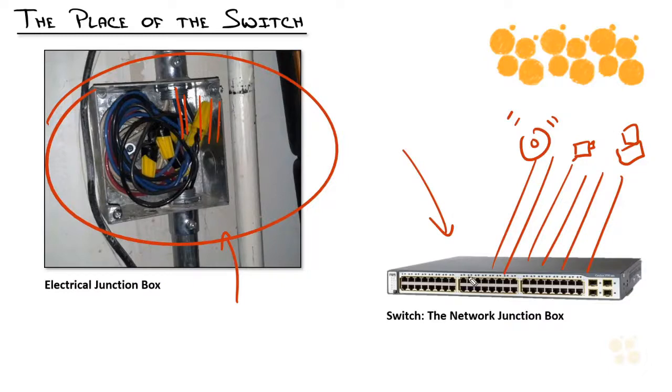It works at layer 2 of the OSI model, which means it will learn the MAC address of each one of those devices, add it to its own little table, and then remember how to get between them. So that way, when the video camera wants to talk to the computer, the switch can make that connection dynamically between them and not bother the other devices on the network. That's the big difference between the switch and the hub.